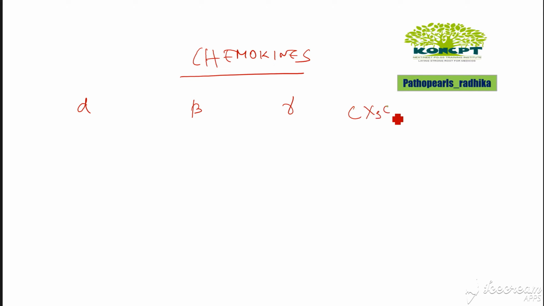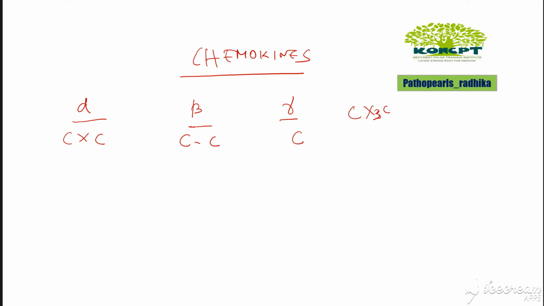So what are chemokines? First, let's know what are chemokines. Chemokines are nothing but chemical substances which are going to attract your leukocytes. You have different types of chemokines: alpha chemokine, beta chemokine, gamma chemokine, and CX3C chemokine, right? They have different names. Alpha chemokine is otherwise called CXC chemokine. Beta chemokine is called CC chemokine. Gamma chemokine is called C chemokine.